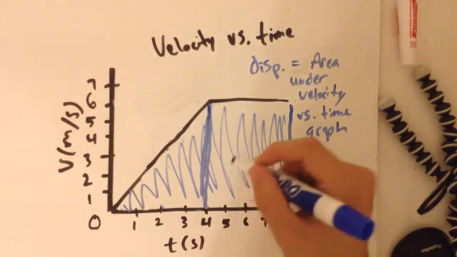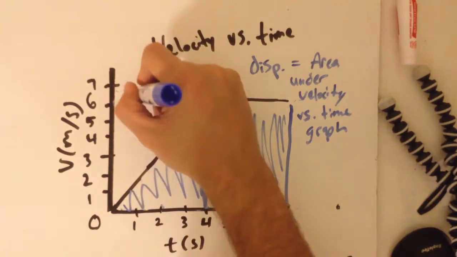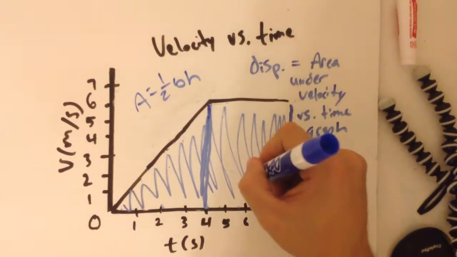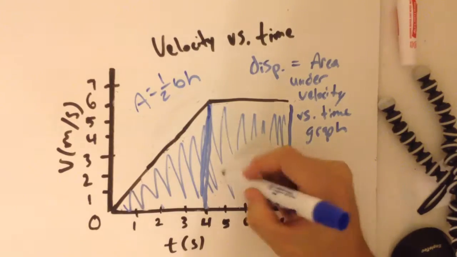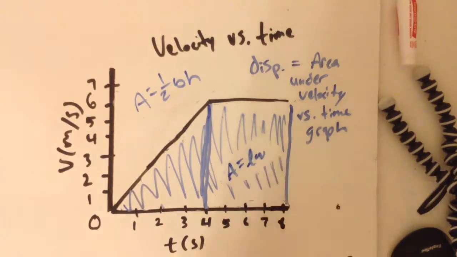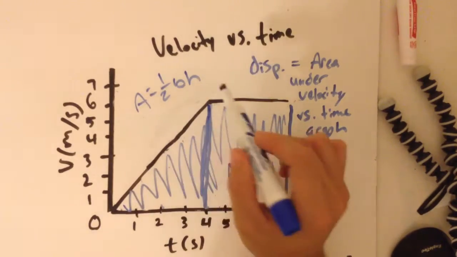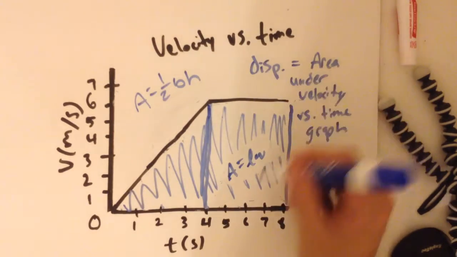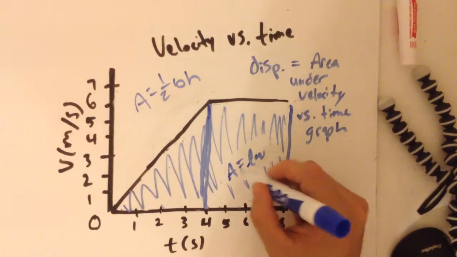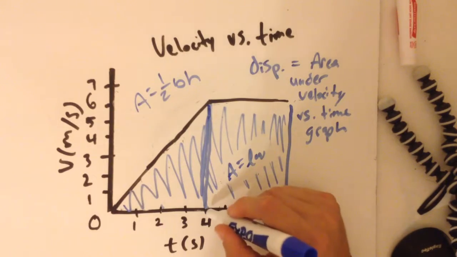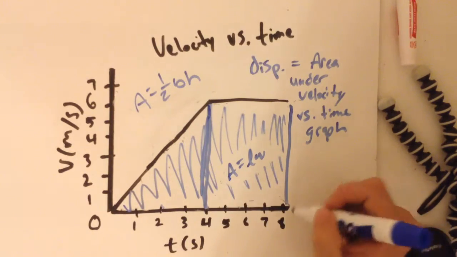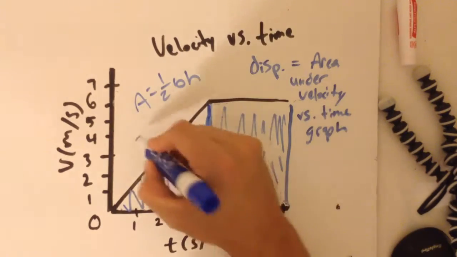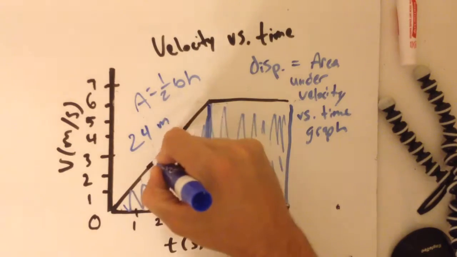So to find the area of the triangle is just area equals 1/2 base times height. To find the area of the rectangle, it's just going to be area equals length times width. In the case of the triangle, the base is 4 seconds, the height is 6 meters per second. In the case of the rectangle, the length is going to be 4 seconds, and the width is going to be 6 meters per second. If you calculate these areas, you should get 24 meters for the triangle.